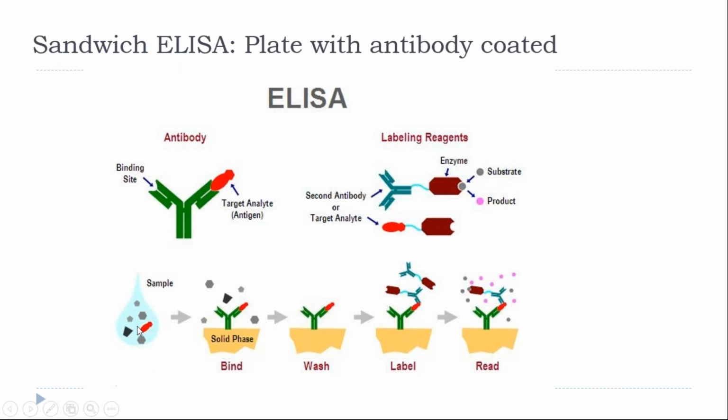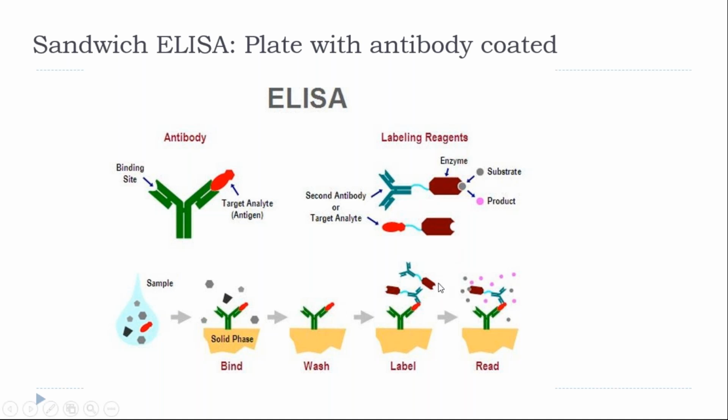So here you have the sample. The antibody coated on the plate is directed towards this target analyte. The plates are coated with the antibody, we put the sample, and only this analyte will bind. Then we do a wash step to wash away all the other analytes, and only the analyte which is specific for the antibody will remain bound.